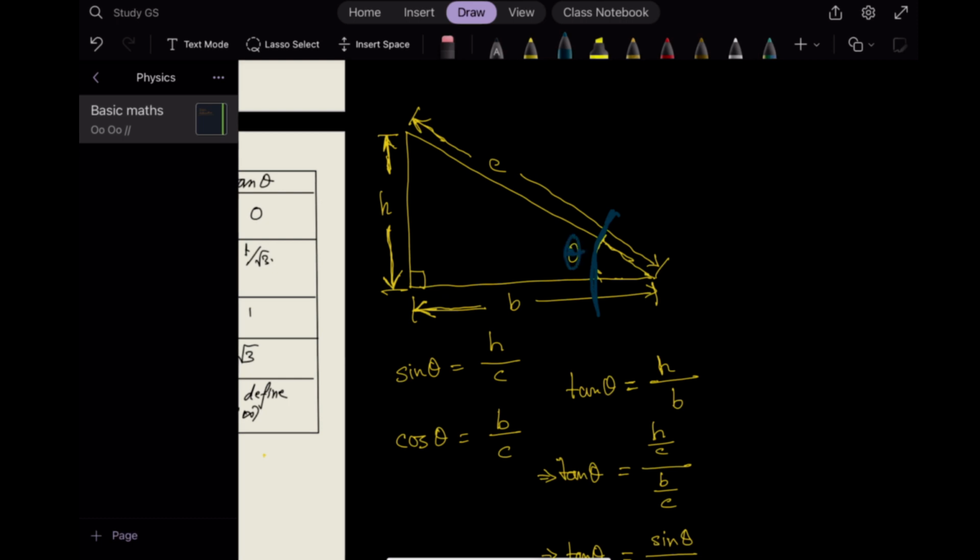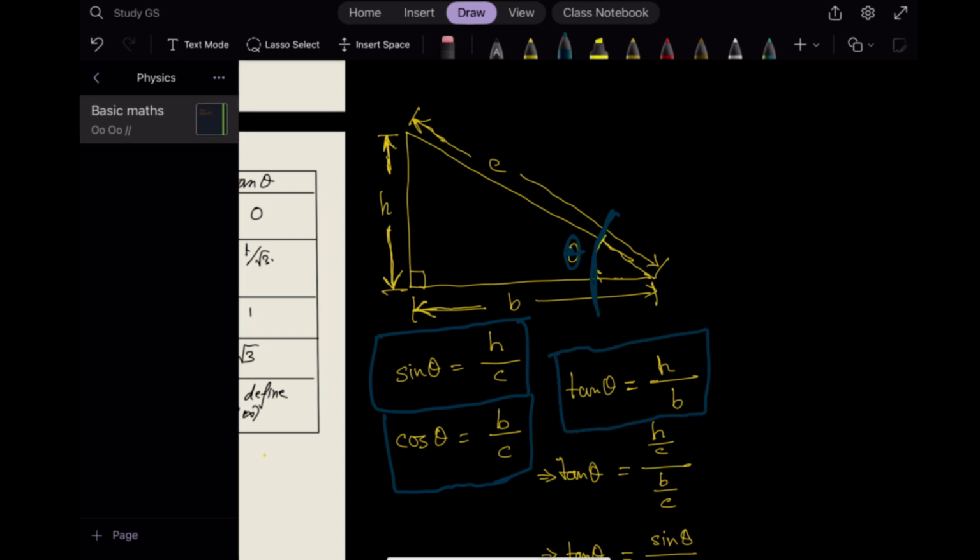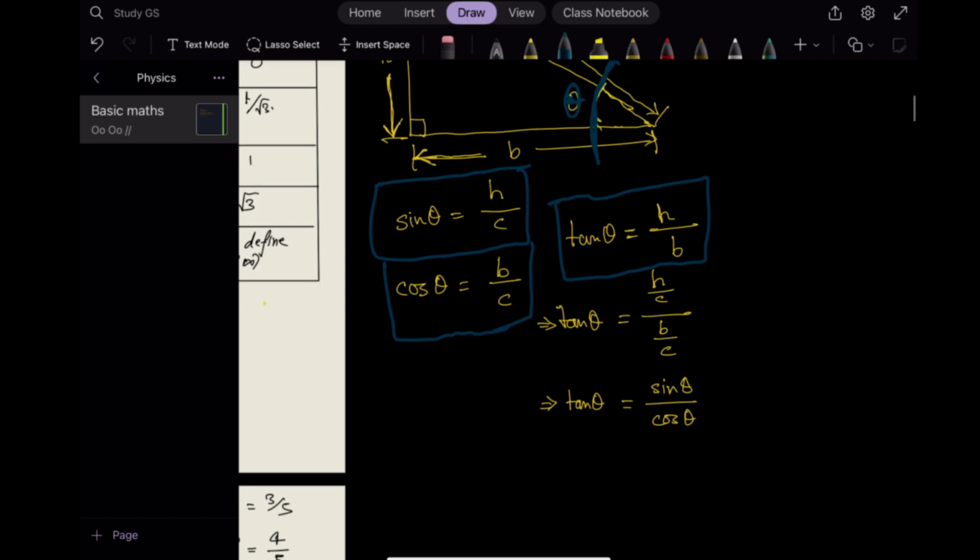So here sine theta is h by c, that is height divided by hypotenuse. Cos theta is b by c, that is base divided by hypotenuse. Tan theta is h by b. So in case of sine, cos, tan, now let's understand this particular thing.